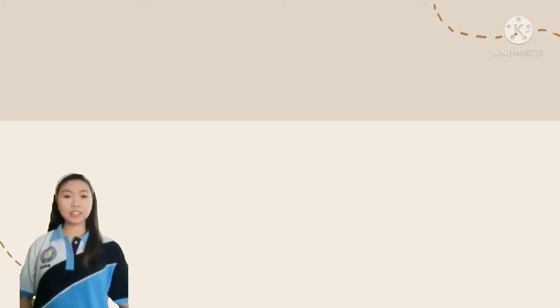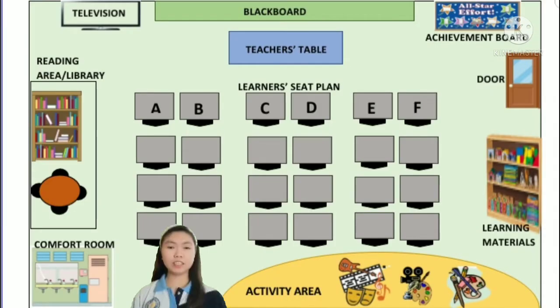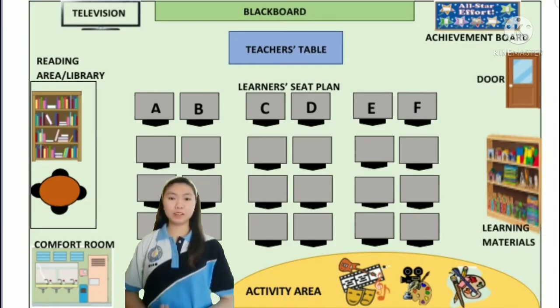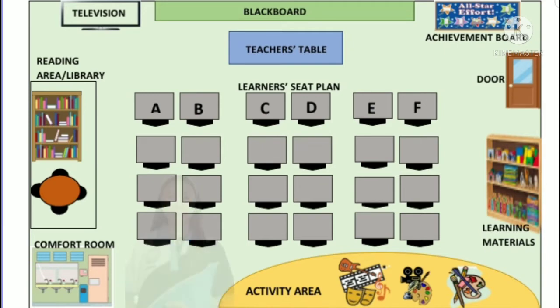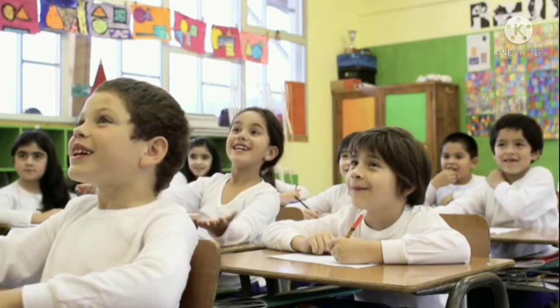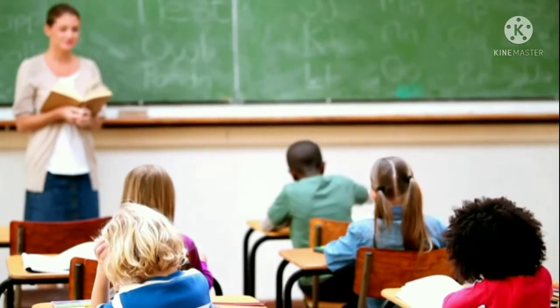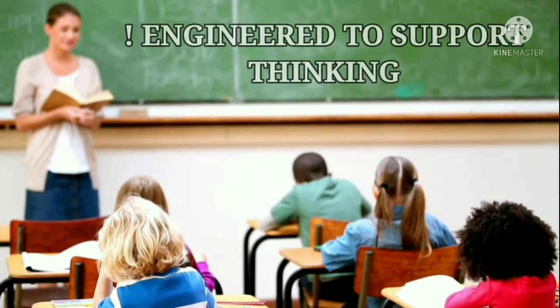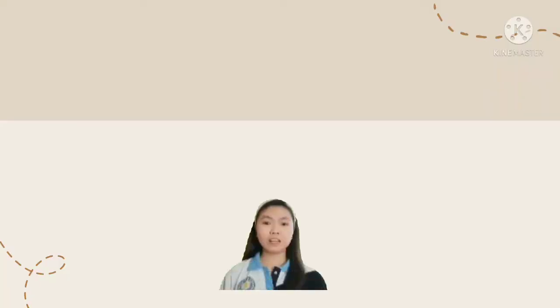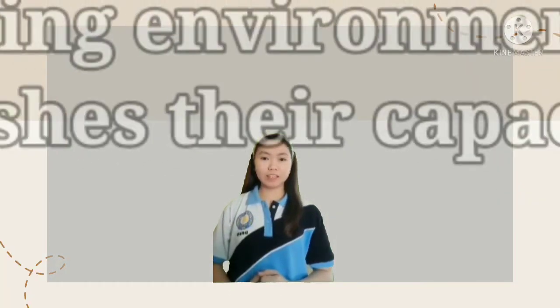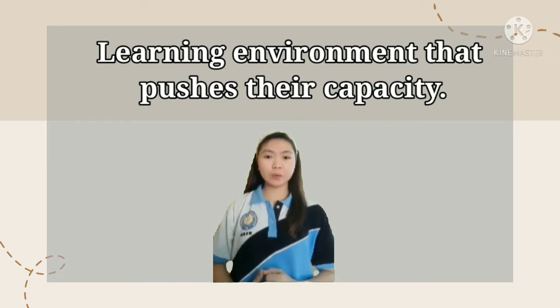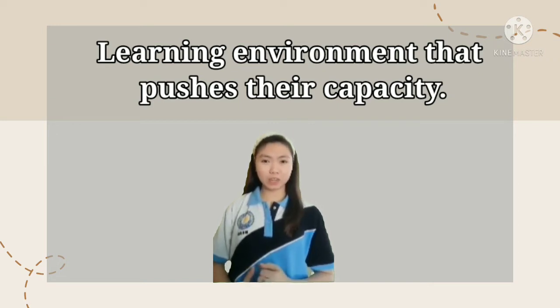We decided to design our classroom like this. You see, there's a learner seat plan, teacher's table, blackboard, achievement board, television, reading area, learning materials, activity area, comfort room, and a door. Learners in today's generation seek a learning environment that is not old-fashioned like typical traditional classrooms, but that is especially engineered to support thinking. They now prefer the learning environment that pushes their capacity with alternating strategies and teaching practices.